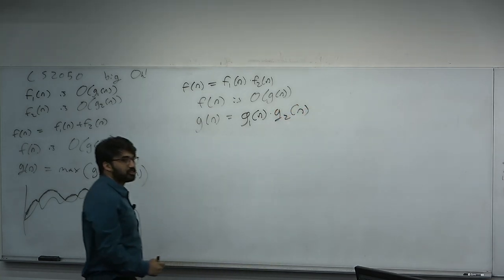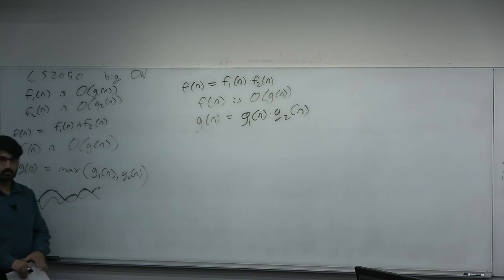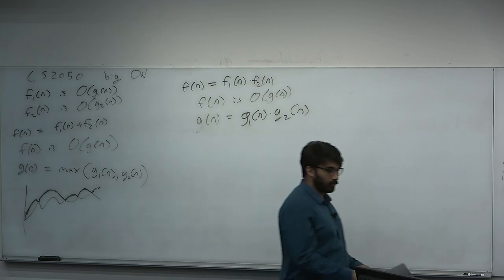So when you sum functions, the big O of that is the max. When you multiply functions, you have to take the product of their upper bounds. That's what that says. Any further questions on big O? Witness proofs, contradiction, witness proofs, anything in general? All right.